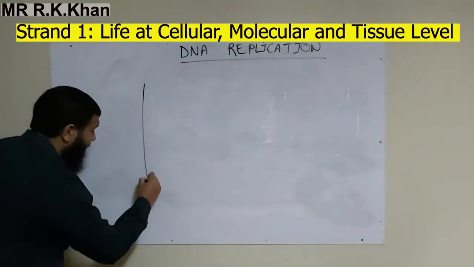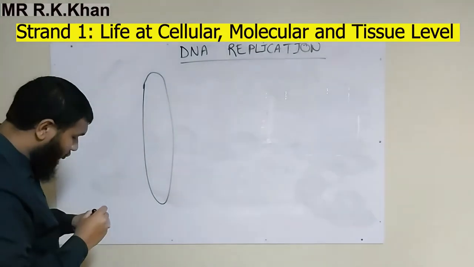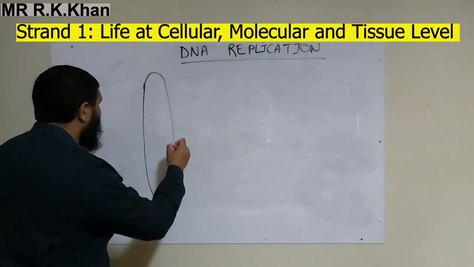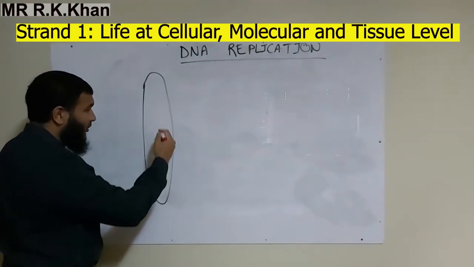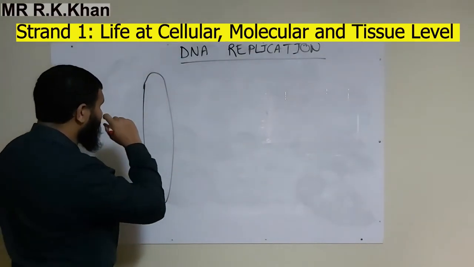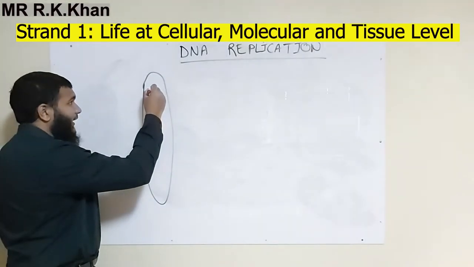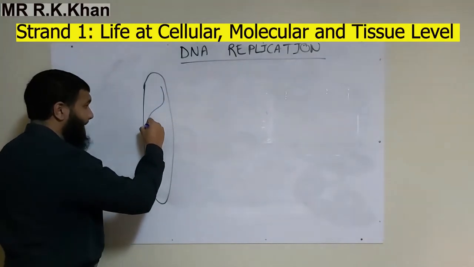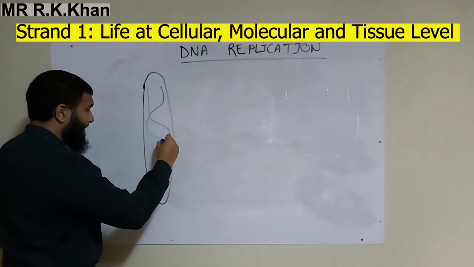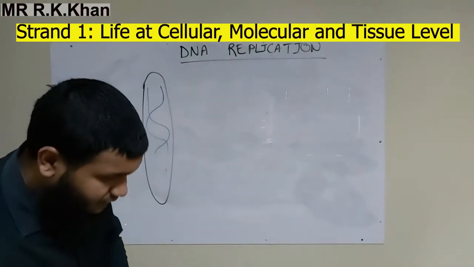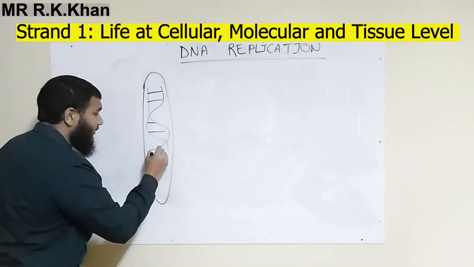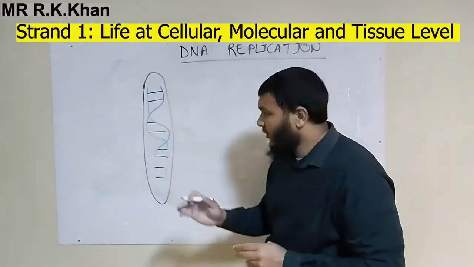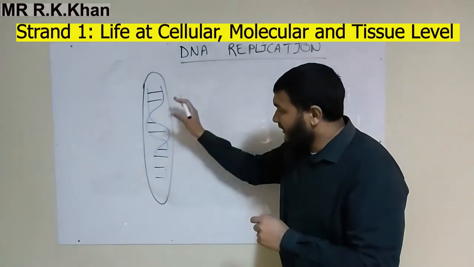So this is the chromosome, and our double-stranded DNA is found in this chromosome. Just to zoom into the chromosome, we'll have our DNA. This is our double helix DNA found in a chromosome. So it's a single state of the chromosome. This is how the DNA and chromosomes are found in most of our cells.